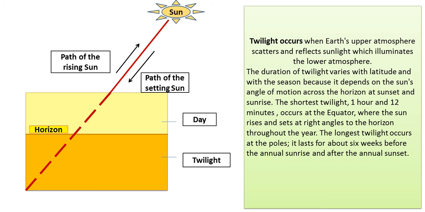The shortest twilight, 1 hour and 12 minutes, occurs at the equator, where the sun rises and sets at right angles to the horizon throughout the year. The longest twilight occurs at the poles. It lasts for about 6 weeks before the annual sunrise and after the annual sunset.